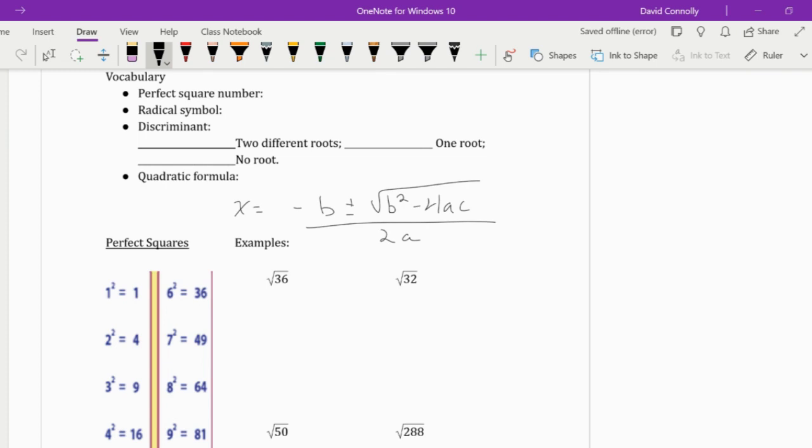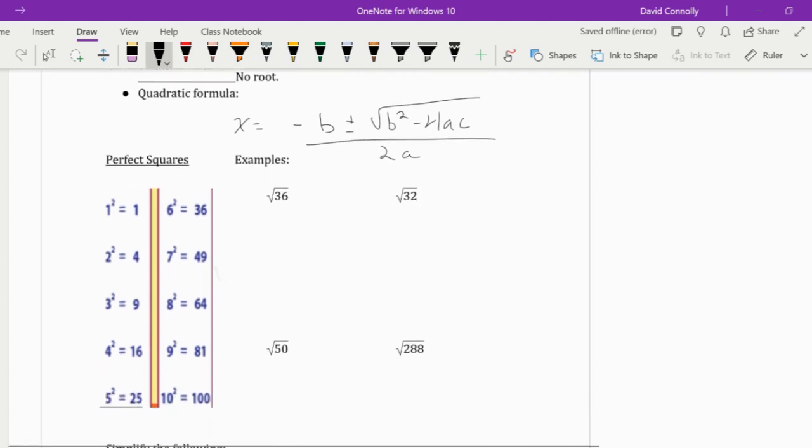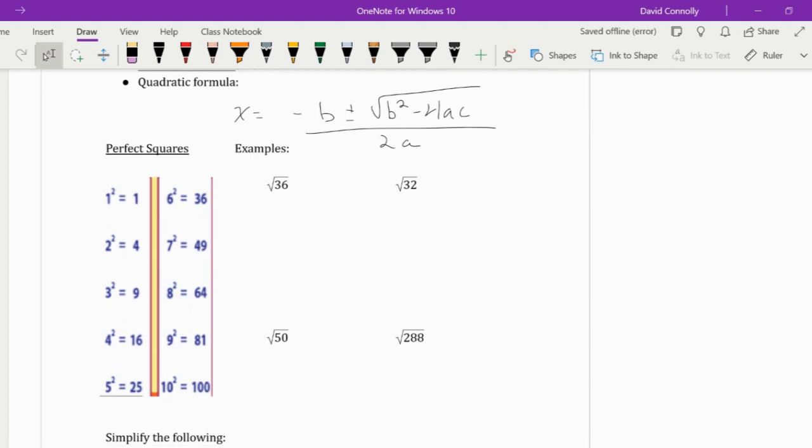But because of this square root symbol in the quadratic formula, the first thing we need to do is practice simplifying square roots. So that's what we're going to do here. Now, the first one says the square root of 36. Now, as you can see on the left here, 36 is a perfect square. And if you remember, you can just go straight to the answer on this one and say that the square root of 36 is 6.